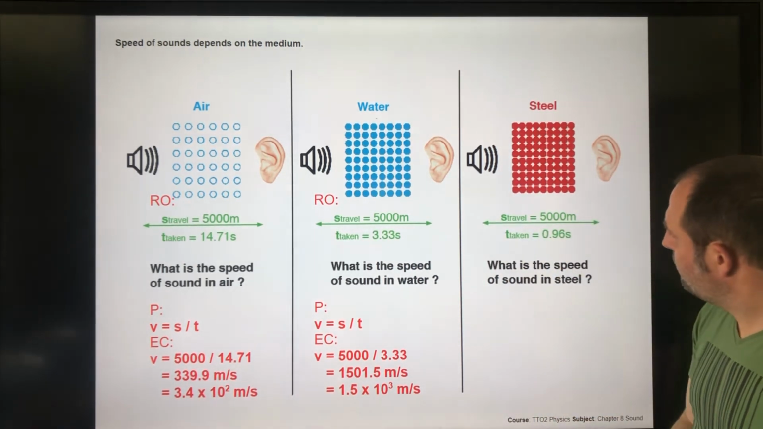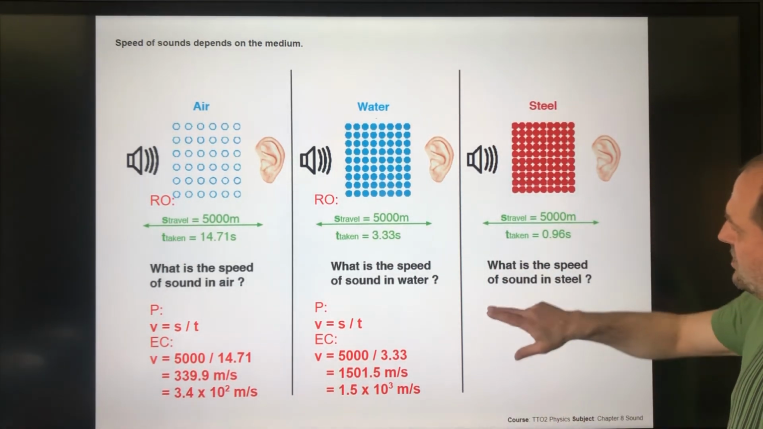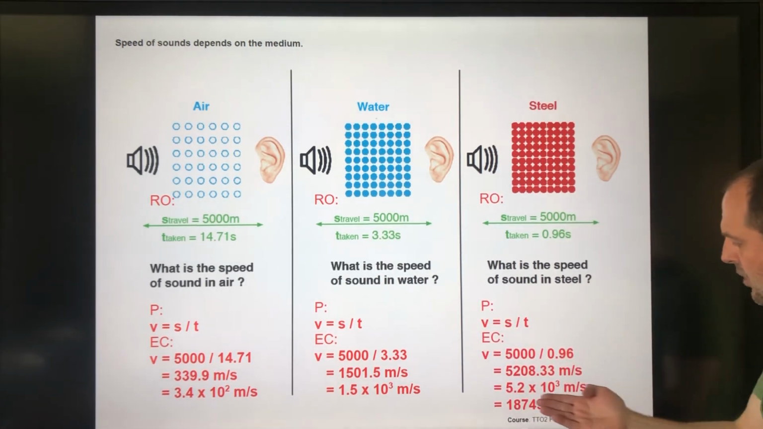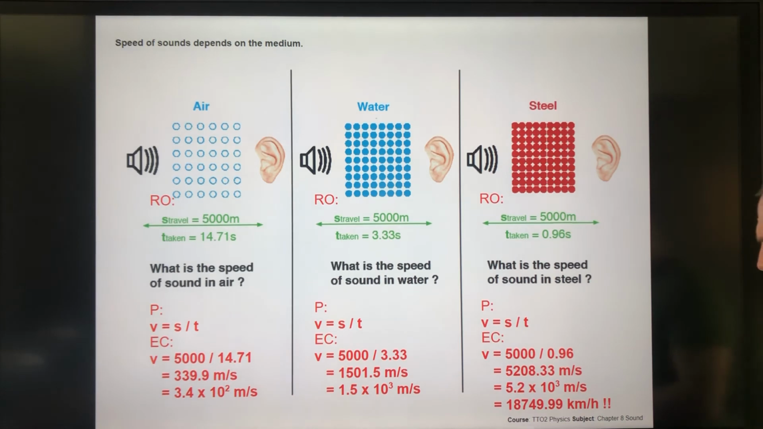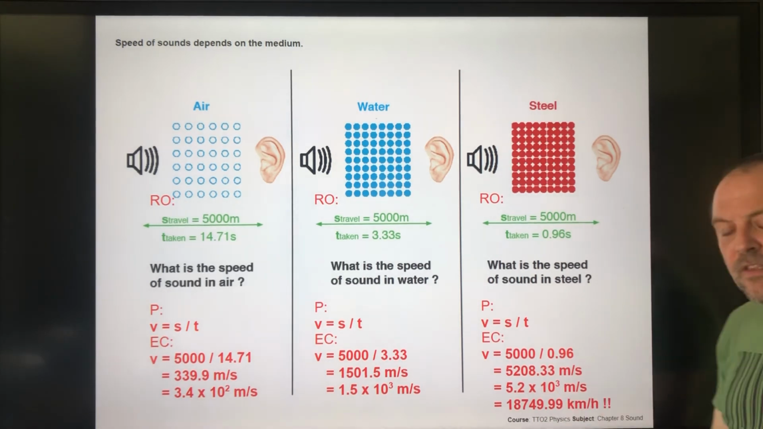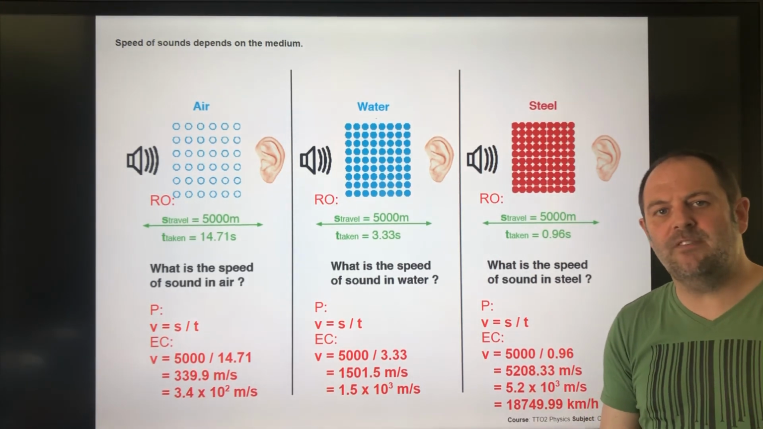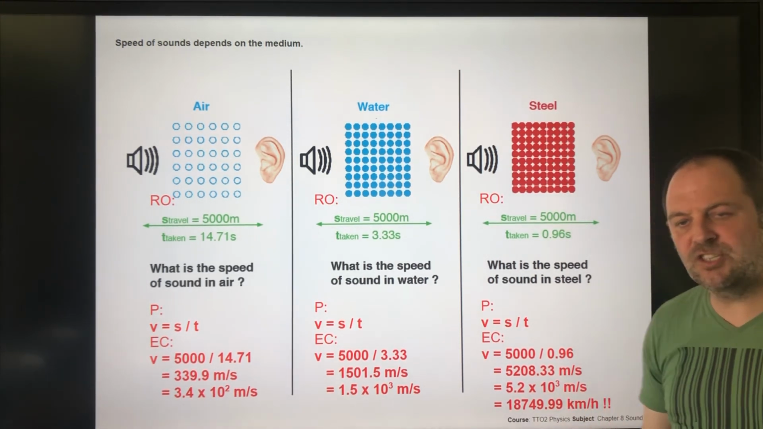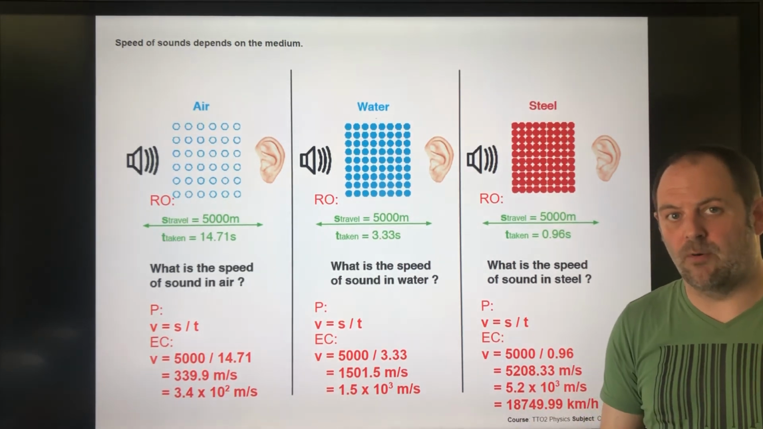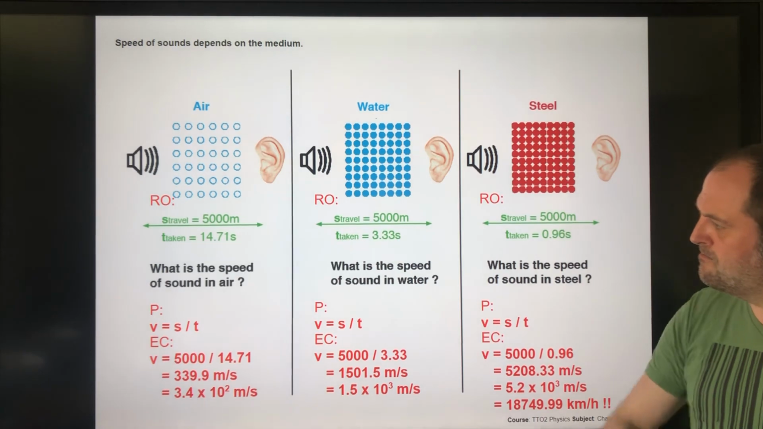Let's see if it travels faster through steel as well. The molecules are very close to each other over here. And look at this: almost 19,000 kilometers per hour. I converted it into kilometers per hour just to give you an idea how fast the sound is actually traveling. 19,000 kilometers per hour. It's huge.